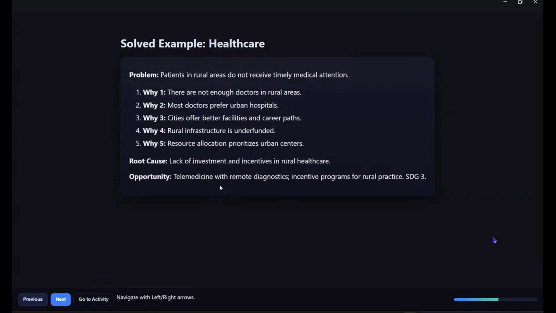So this is how we can keep on asking the why question for the previous why, so that we can go deep into the root cause. Once we understand the root cause, we can identify the opportunity and solve the problem. The root cause is lack of investment and incentives in rural healthcare. Opportunities: telemedicine with remote diagnostics, and incentive programs for rural practice. And it comes under SDG 3.